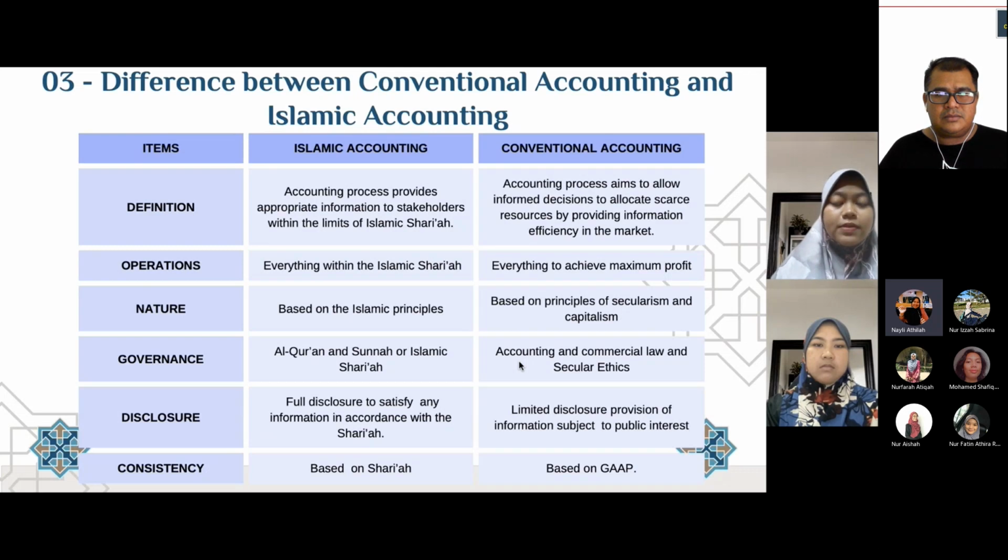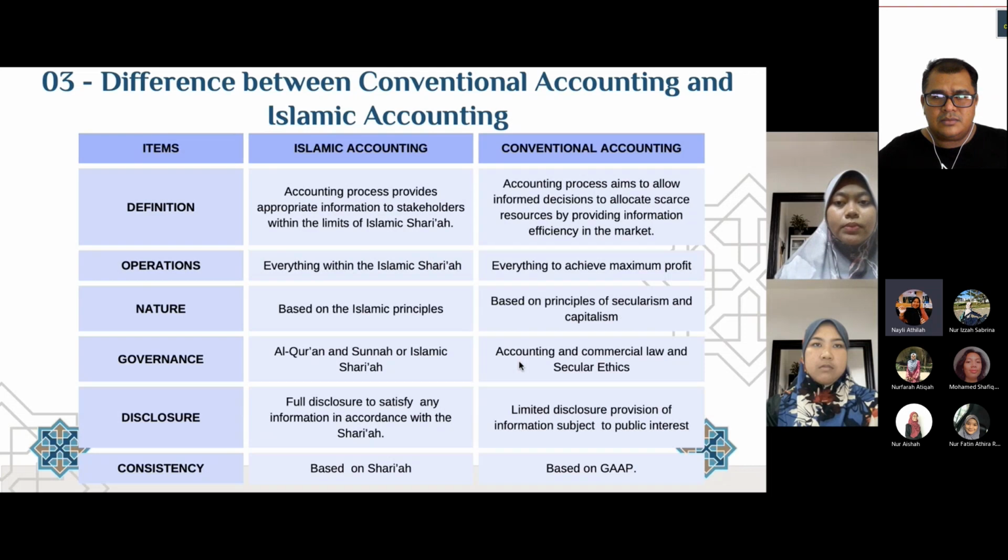socio-economic objectives. While for traditional accounting, the definition is that accounting process aims to allow informed decisions whose ultimate purpose is to efficiently allocate scarce resources available to their most efficient and profitable users by providing information efficiency in the market. So this follows that this accounting does not comply to Islamic Sharia at all.